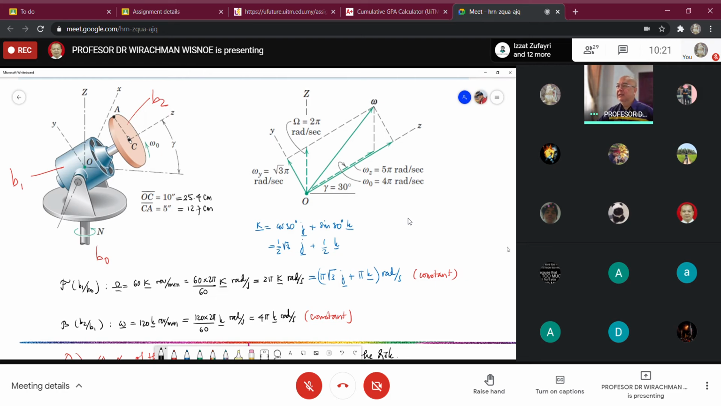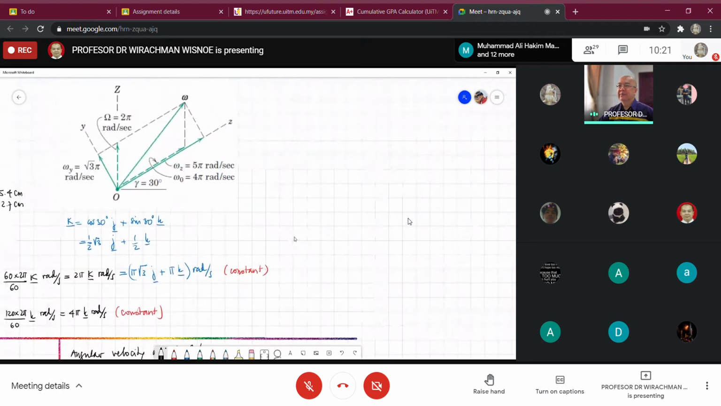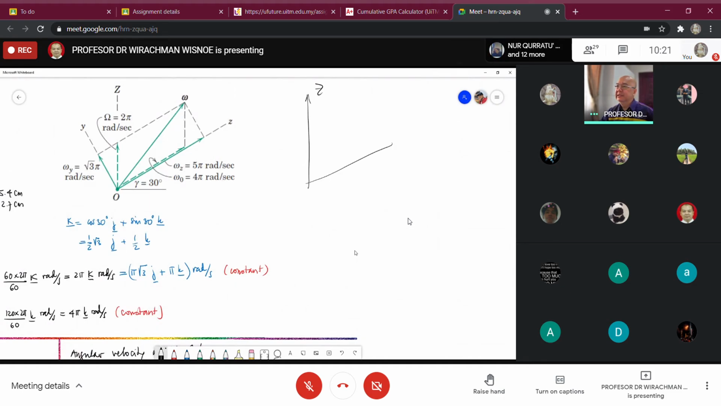So let's say this one is confusing. So I will draw a new one. So this is the Z. Say this is the small z. And then this is the small y. We know that this is 30 degrees. Okay.